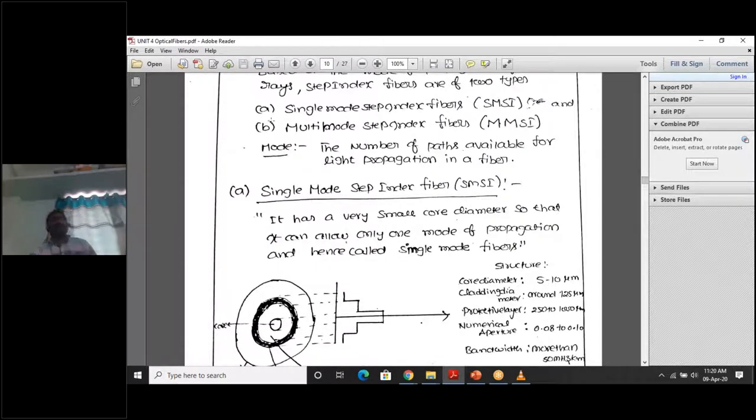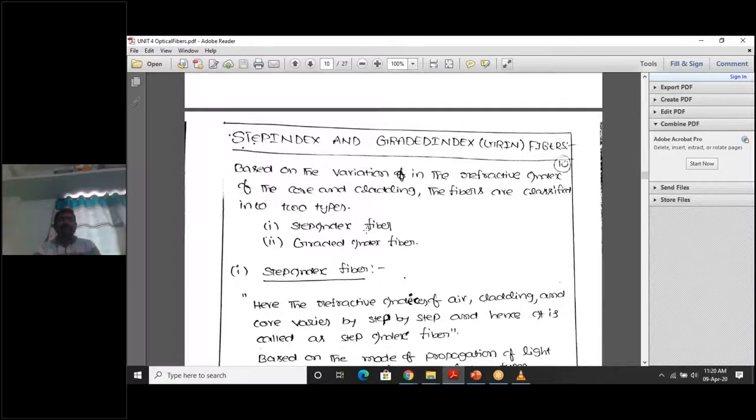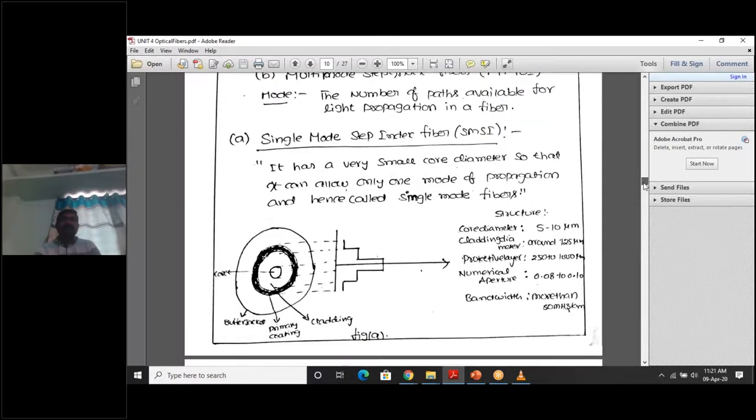I already told you, without the introduction of modes, we cannot explain step index and graded index. So we can further classify the step index optical fiber into two types. First one is SMSI, single mode step index optical fiber, and MMSI, multi-mode step index optical fiber. So what is a single mode step index optical fiber? What is a multi-mode step index optical fiber? Okay. First we will see what is a single mode step index, SMSI.